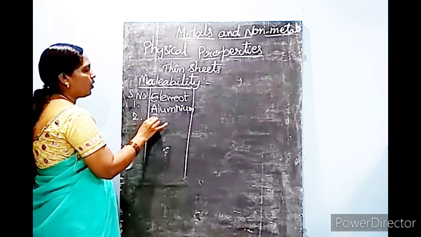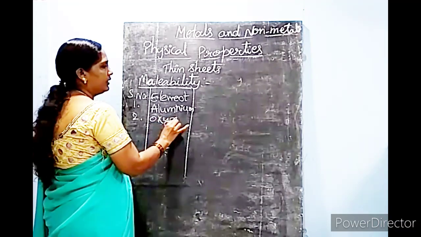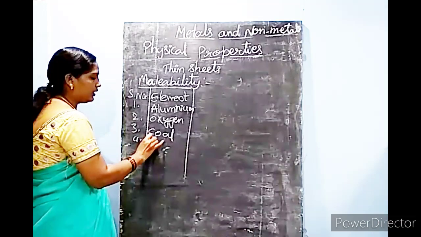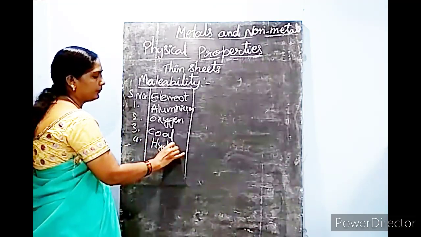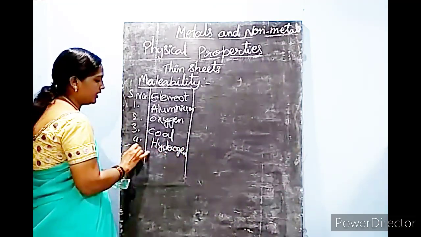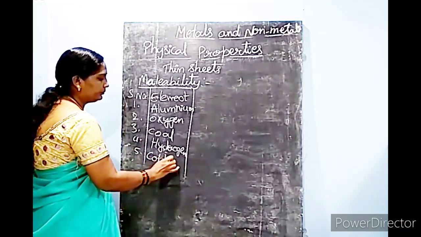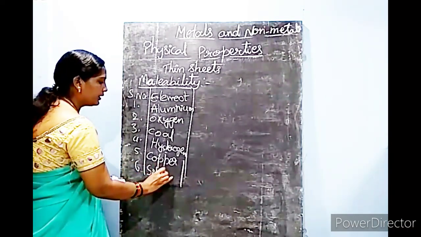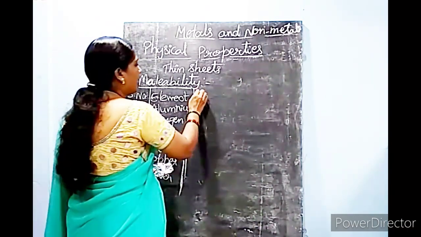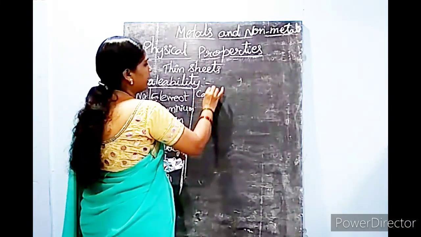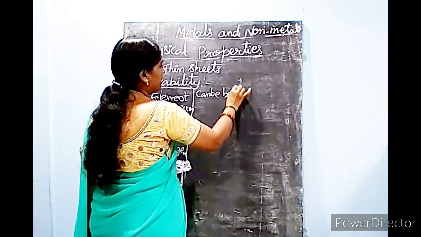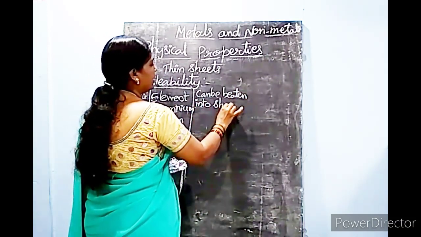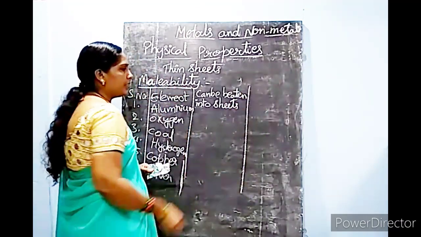Next one is oxygen. Next one is coal. Next one is hydrogen. Next one is copper. Next one is silver. We'll see what property they are showing, whether they can be beaten into sheets or not.